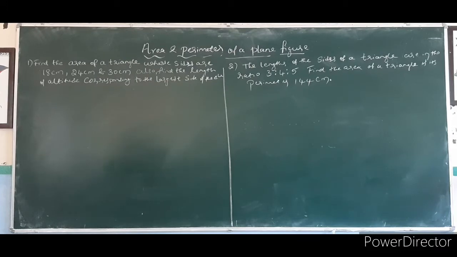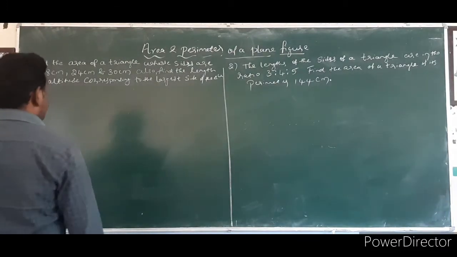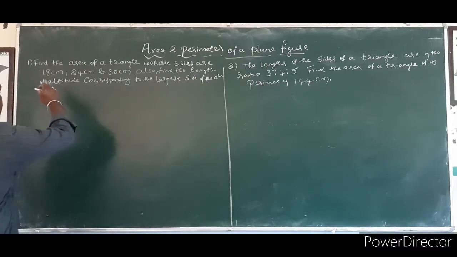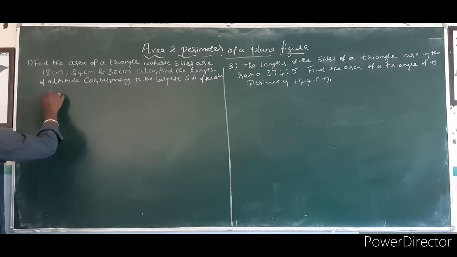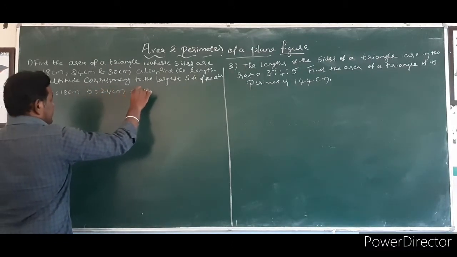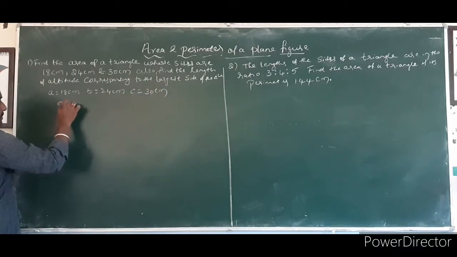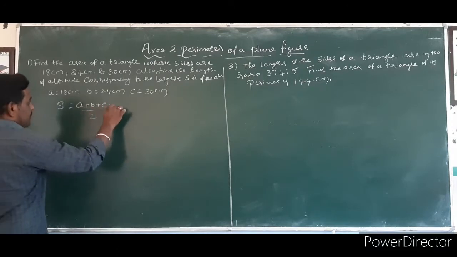So next we are coming to the problems part. In the first problem, they are given: find the area of a triangle where the side lengths are 18 centimeter, 24 centimeter and 30 centimeter. So if A is 18 centimeter, B is 24 centimeter, C is 30 centimeter, first you have to find the semi-perimeter. A plus B plus C divided by 2.